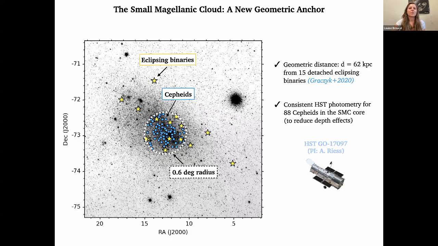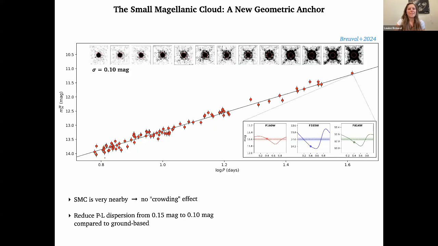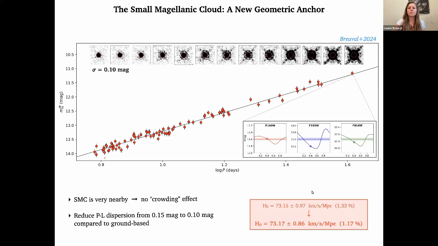But basically, we select Cepheids in the core and we observe them again consistently with HST to be able to include them in the distance ladder. And we obtain a beautiful PL relation here. And because the SMC is so nearby, there's no crowding, there's no contamination from the background. And compared to ground-based measurements, we reduce the PL dispersion from 0.15 to 0.10 mag. And including this SMC as the 4th anchor of the distance ladder, again, we reduce the uncertainty in H0.